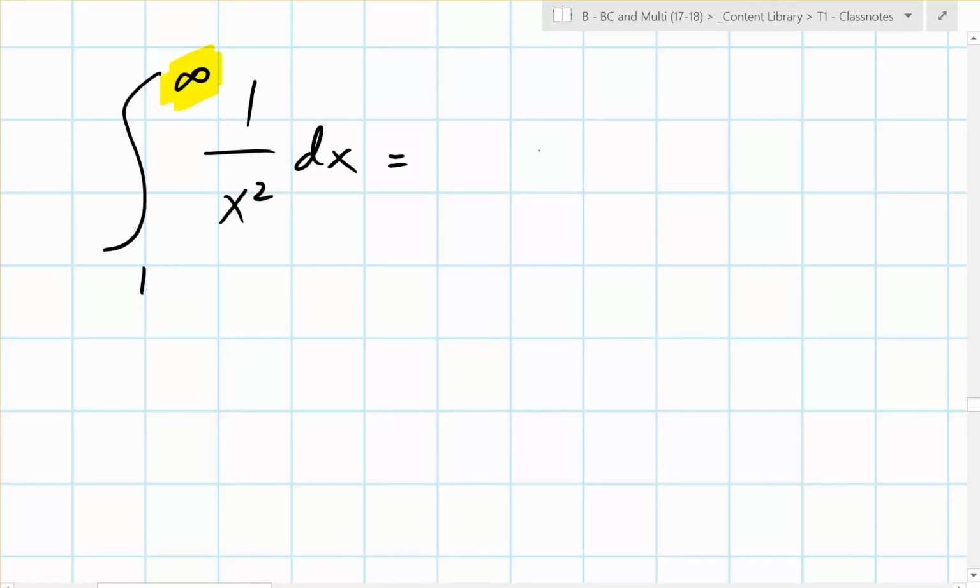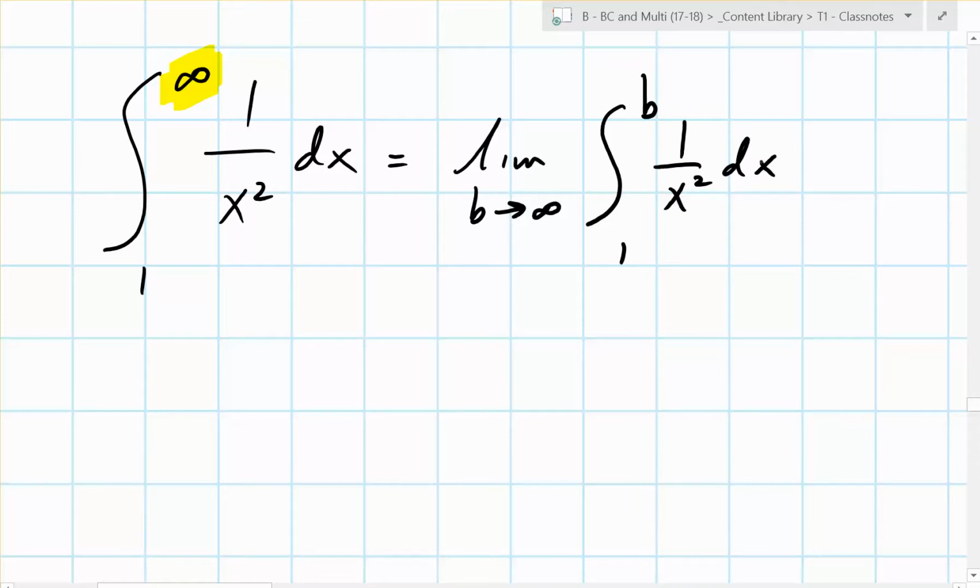And if this was like 7, we could just plug in 7 and 1, do the fundamental theorem of calculus, and be done with it, right? What you need to do first, you might remember this. This is the same thing as saying the limit as, say, b goes to infinity of the integral from 1 to b of 1 over x squared dx. Do you remember doing something like that? No? Well, now you're getting reminded. So these are the same. So instead of plugging in infinity, we're plugging in b, and we're going to take a limit after we integrate.